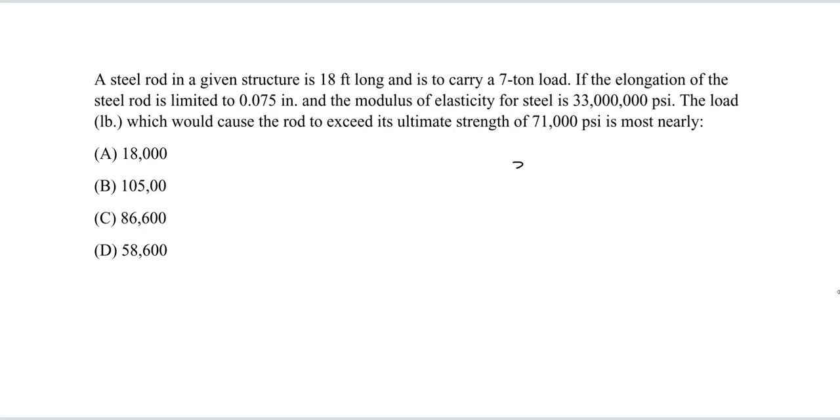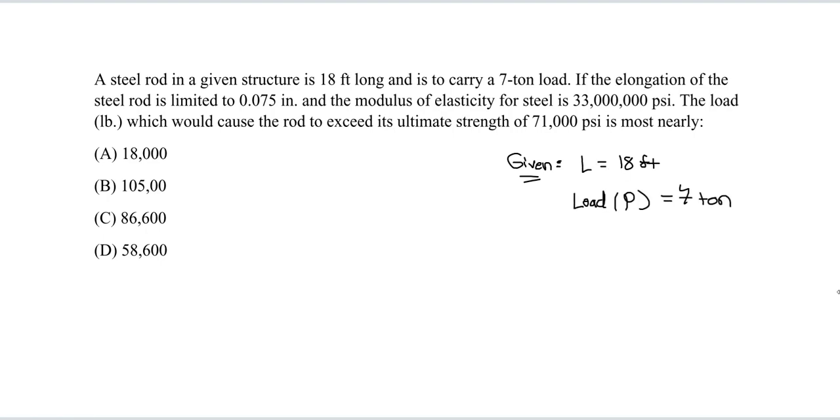So let's write what we're given. Here we have a steel rod. It's 18 feet long, and it has a 7-ton load. So this rod is carrying at that moment in the structure a 7-ton load. So let's write that as a load, and it's going to be denoted by P here. It's going to be 7 ton.